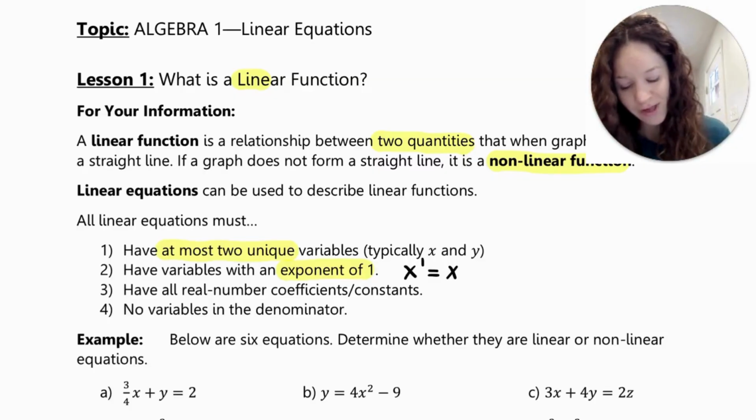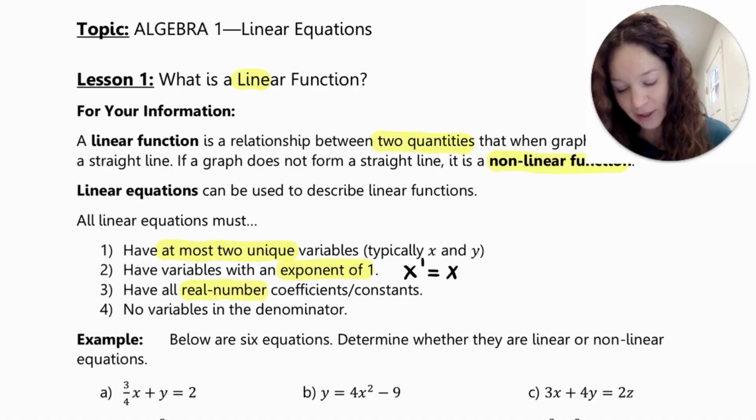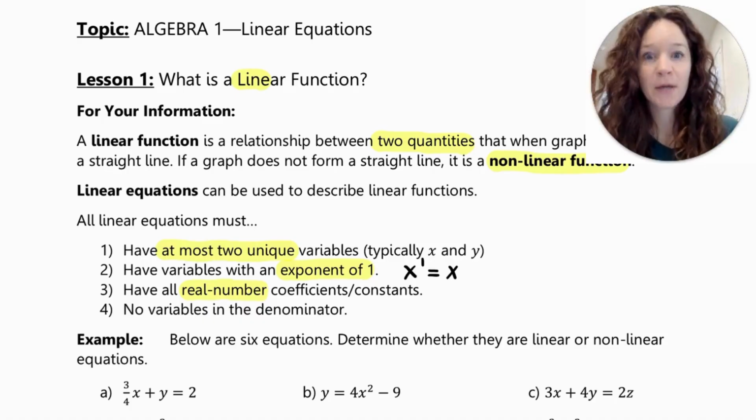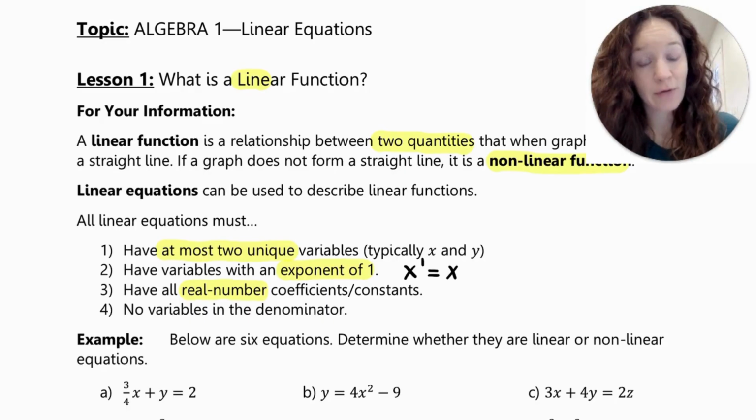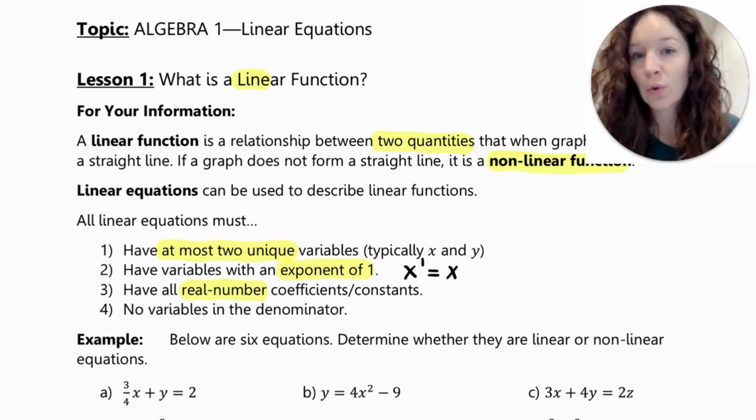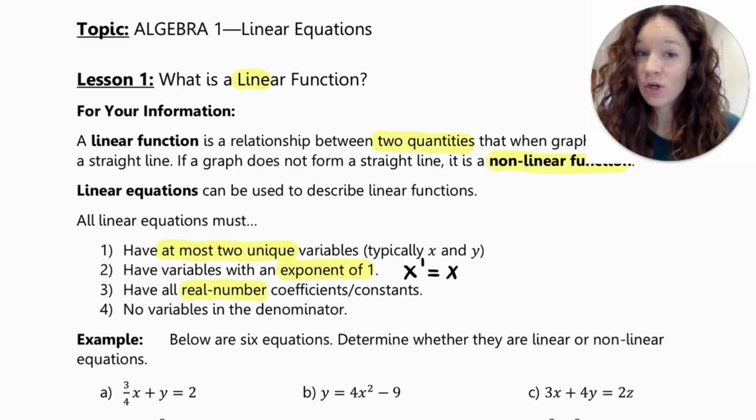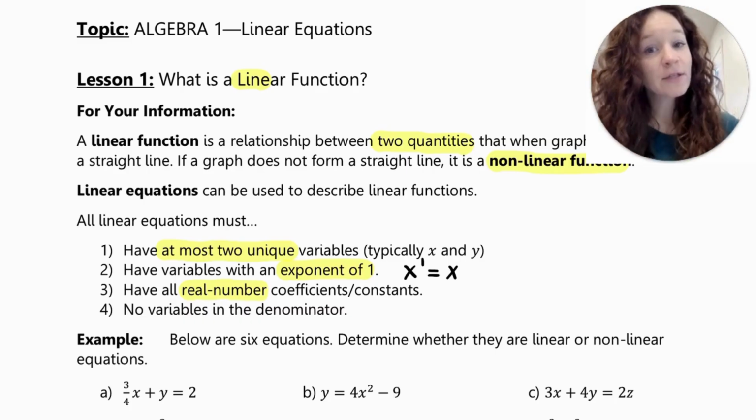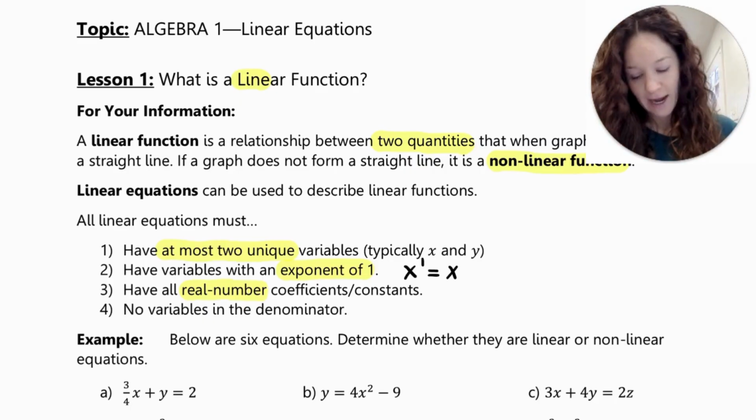Our next rule is that all of our coefficients and our constants must be real numbers. So remember, to be a real number, we do not have any negatives under our square roots. It can be a fraction or a decimal, but it has to be a real number coefficient. Remember, a coefficient is the number in front of your variables, and a constant is a number hanging out on its own with no variable attached.